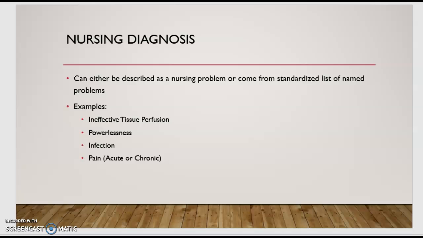So let's first go into how a nursing diagnosis is worded. It can either be described as a nursing problem or come from a standardized list of named problems. The named problems would come from a place called NANDA, N-A-N-D-A, and any nursing diagnosis book can help you to find any standardized names or titles. There is one in the Upstate Library that is accessible electronically. An example of this would be ineffective tissue perfusion, powerlessness, infection, pain, acute or chronic.